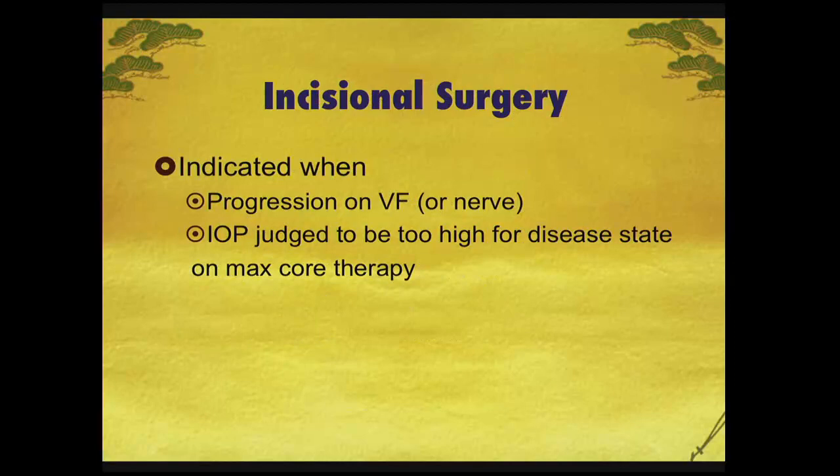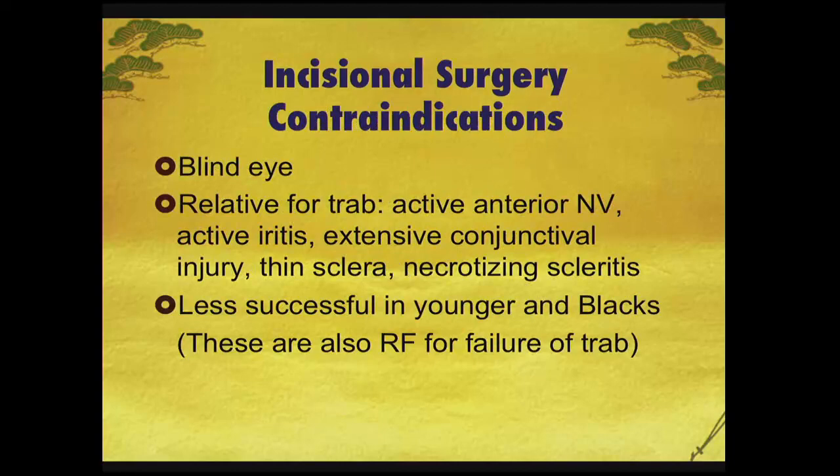Incisional surgery is indicated when there is progression on the visual field or even on the nerve, or when pressure is judged to be too high for the disease state and they're on all the medications that they can tolerate. Relative contraindications are: you don't want to operate on a blind eye. For a trabeculectomy, if there's active neovascularization, there's a very high chance that the surgery will fail. If there's active iritis, that will also increase failure rates. If there's a lot of conjunctival scarring, that's not good for a trabeculectomy, nor is thin, problematic sclera. The success rate is lower in younger eyes and in black eyes.